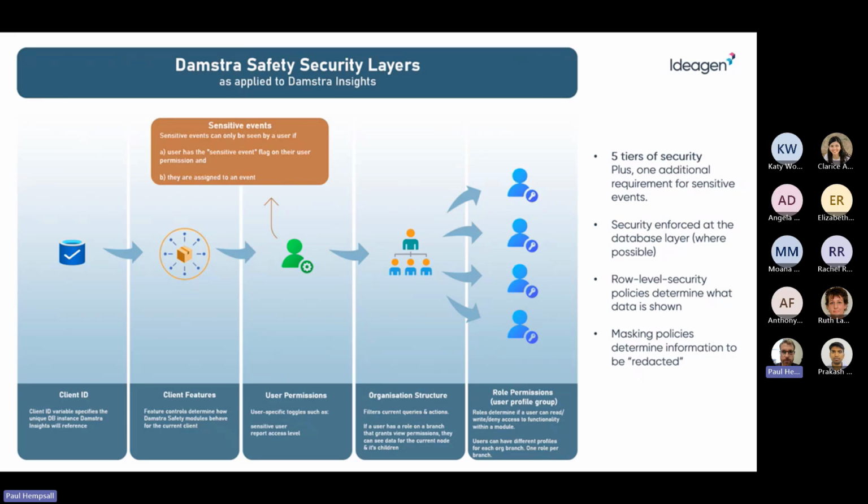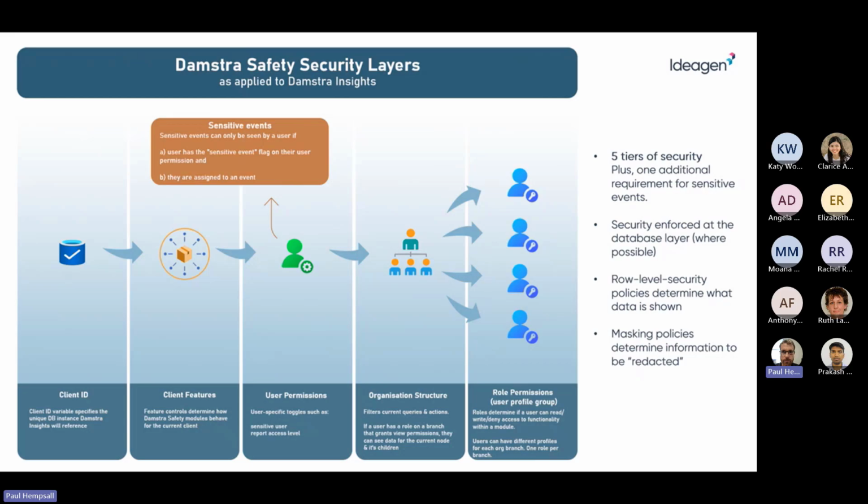Now, while we're still talking about user permissions, there's a special use case that you would have seen when Ruth brought up my profile, and that was to show that I'm a sensitive event user. That means I can be chosen to be attached to an event that's flagged as sensitive. That's really important, and we'll talk about that a little bit later. And then the next level, still within your user permissions, is the organization structure, so you can determine what part of the organization a particular user is allowed to see.